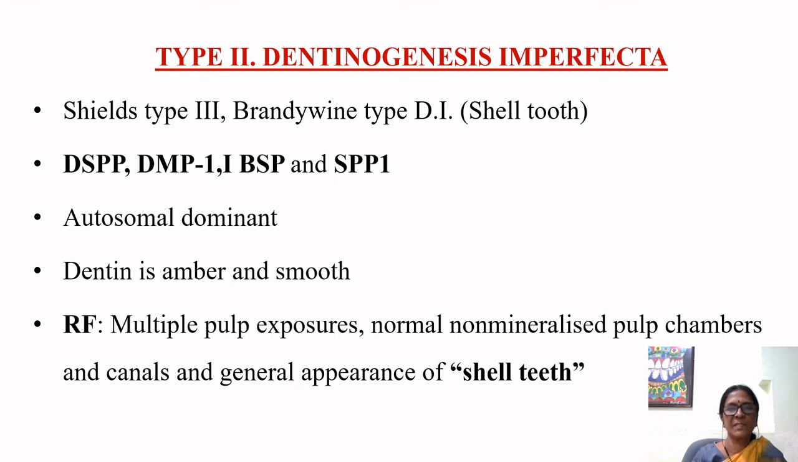Type 2 dentinogenesis imperfecta, Shields type 3 or the Brandywine type, otherwise known as shell teeth. The genes affected by mutations are DSPP, DMP1, IBSP and SPP1. Inherited as autosomal dominant, the dentin is amber and smooth, and multiple pulp exposures are seen. Normal, non-mineralized pulp chambers and canals and the general appearance of shell teeth may be seen on radiograph.